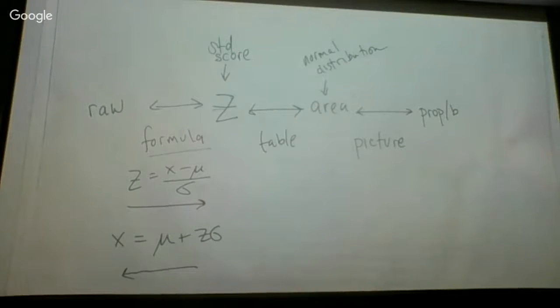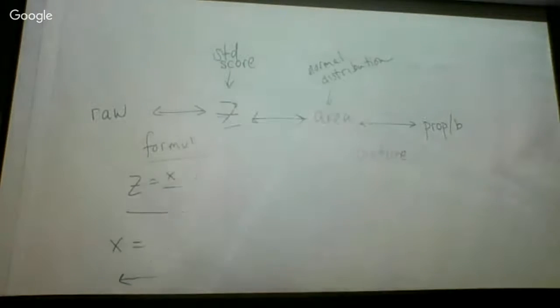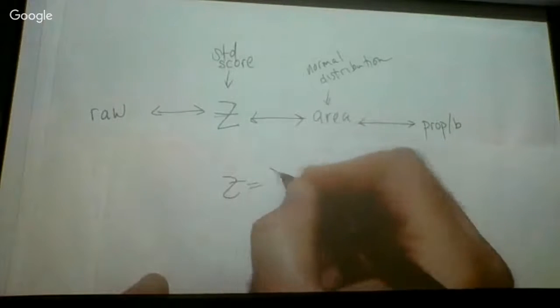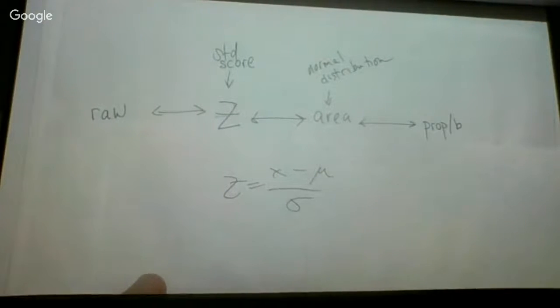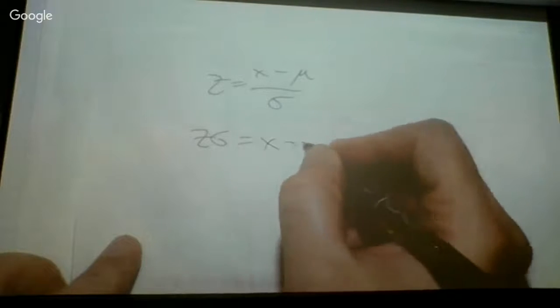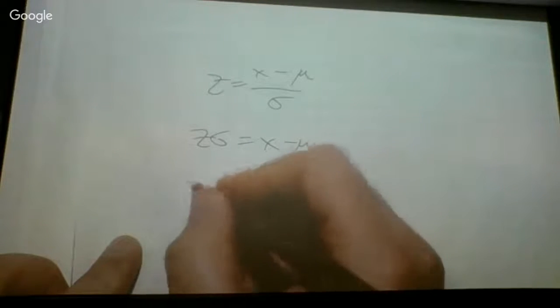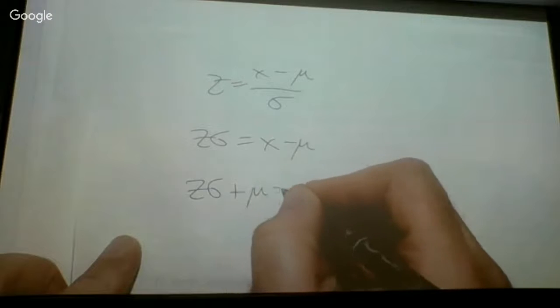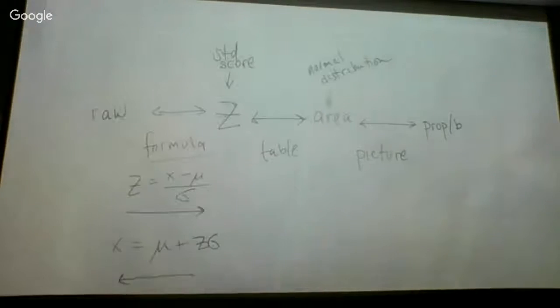Make sure I did that algebra right. Algebra in your head is not the way you're supposed to go. Algebra in your head is not good. Z equals x minus mu, therefore z sigma equals x minus mu. I add mu to both sides. Z times sigma plus mu equals x, otherwise known as x equals mu plus z sigma. Hey, cool. Same thing. That's what we're working with. We'll come back to this.